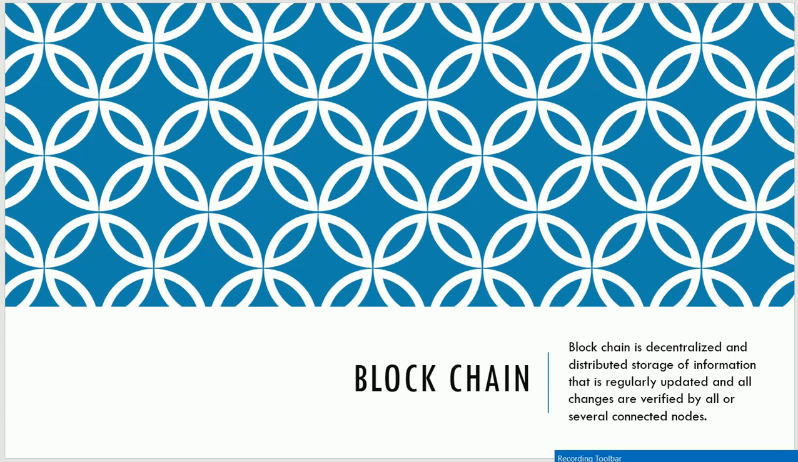So, as most of us know, blockchain is a decentralized and distributed collection of information. Decentralized means there is no central controlling body, and distributed means the same copy of the blockchain is shared among several nodes. And this information is constantly updated at a fixed interval. So, that is how a blockchain is formed.